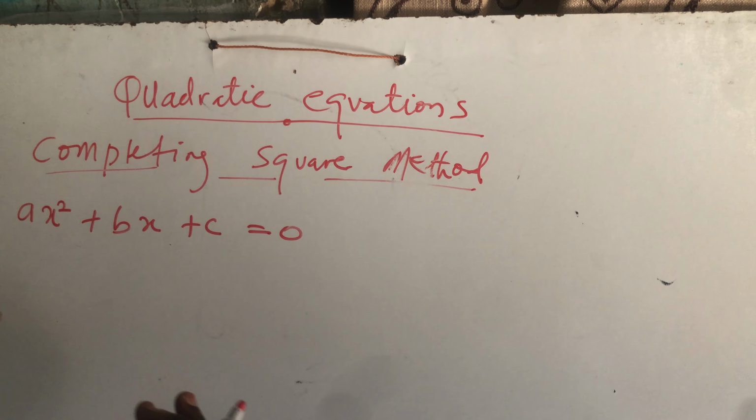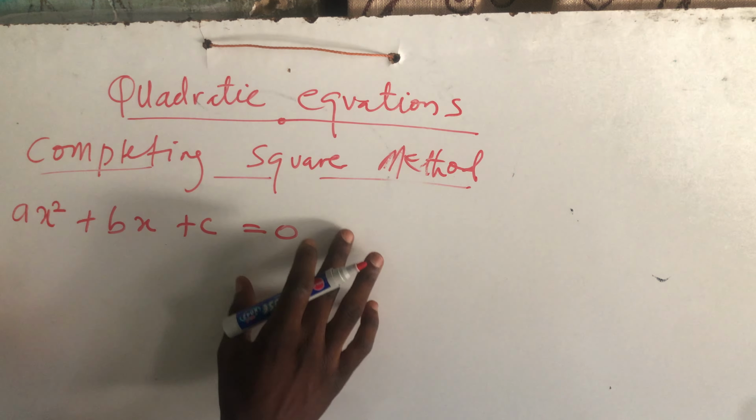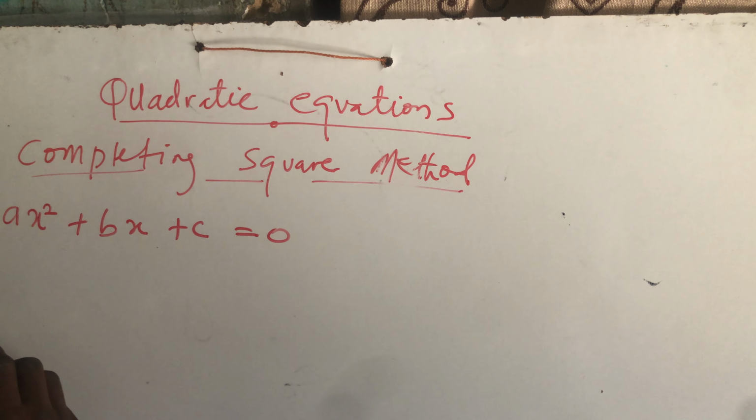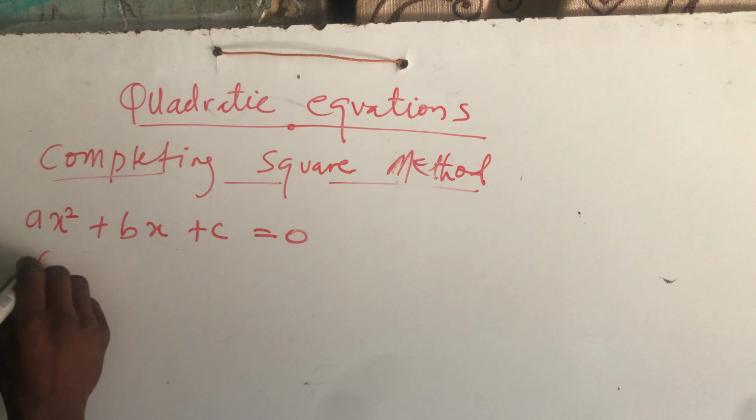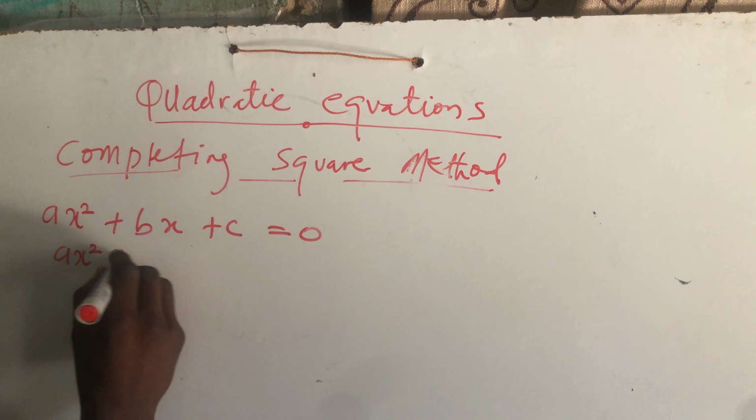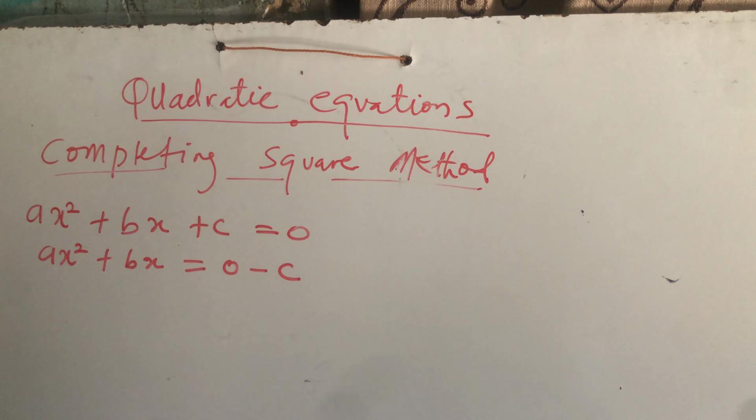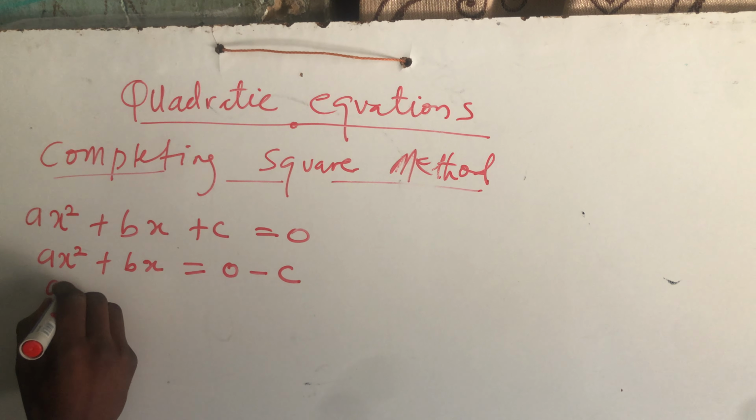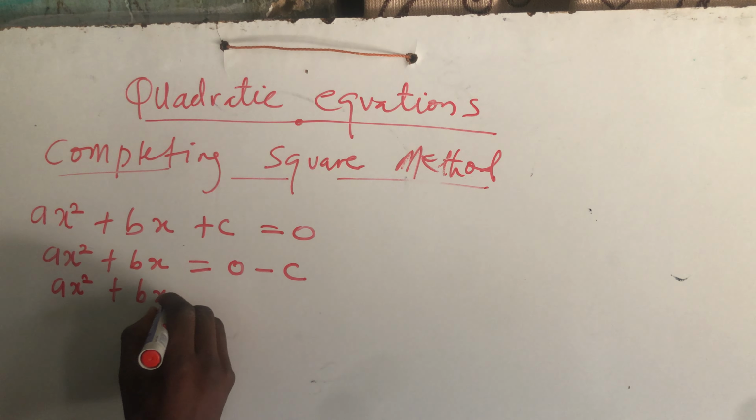So yanzu daga nan abinda za mu yi shine mu ɗauke c ta koma can because it is the only constant term na gare mu anan. So ɗauke ta koma can gefen because we have positive c here, so it is going to be negative c right there. So this will be transformed to 0 minus c because it is plus c mun ɗauke ta koma can. So let us rearrange it. Mu yi rearranging zai koma negative c.